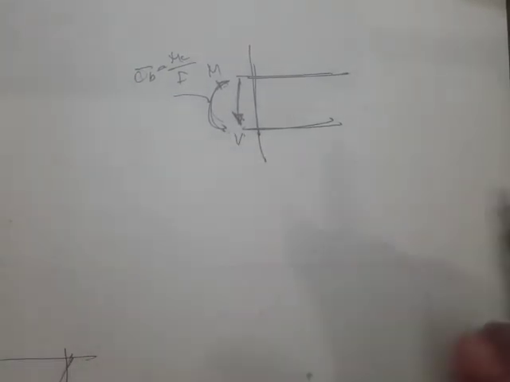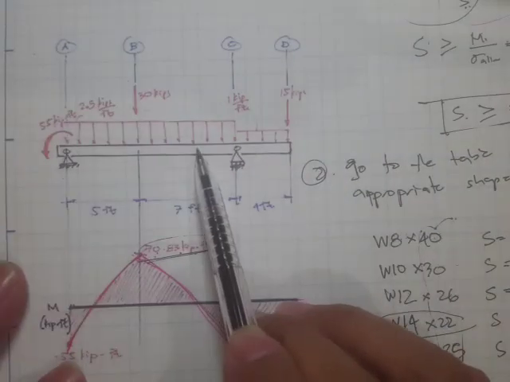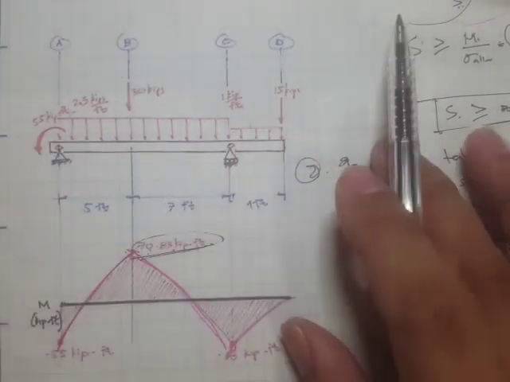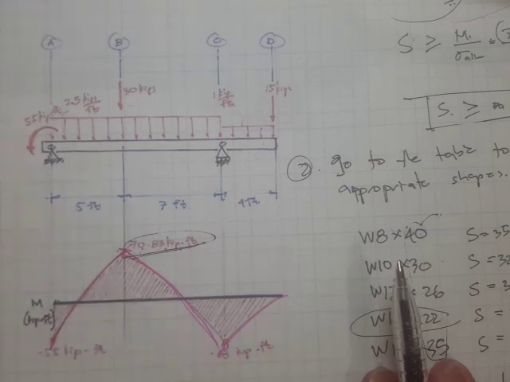And also, what if we have composite sections? Like, for example, if we have a wood and a steel. If we have composite sections, then we'll also solve the flexural stresses with that.